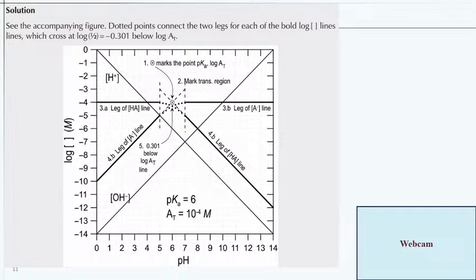Okay, so we see that we have the H plus and the OH minus. These are those lines there. We have this dot here marking pKa and log total. But of course, where they actually meet is going to be lower than that. So they marked out this region here where they did dashed lines, and it gets a little convoluted. But essentially, they're going to cross at that. They're going to actually meet at that 0.3 under the total and continue on from there. Okay, this is for pKa 6 and the total concentration of 10 to the minus 4.